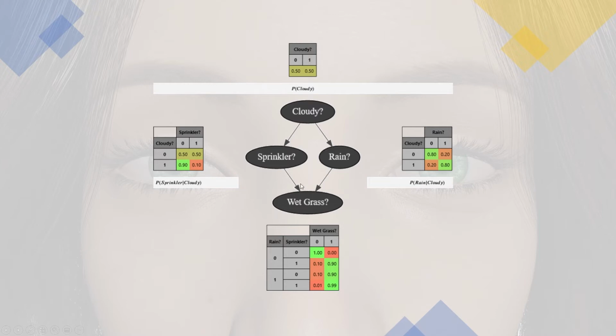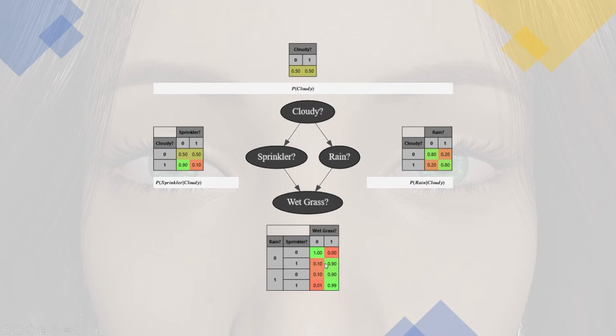The grass being wet is influenced by the sprinkler being on and the rain being present. So we have all the possible combinations of the values for the rain and the sprinkler influencing what happens to the grass. So the grass will not be wet if the sprinkler is off and there is no rain, and for certain it will not be wet, it will be dry.